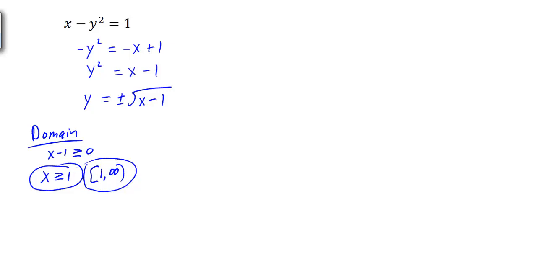Now, you don't have to write both of these answers. You could write either one. x is greater than or equal to 1 or 1 to infinity. So if we plug in anything less than 1, you're going to end up with a negative, and we cannot take the square root of a negative number.